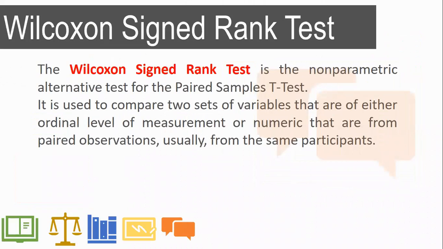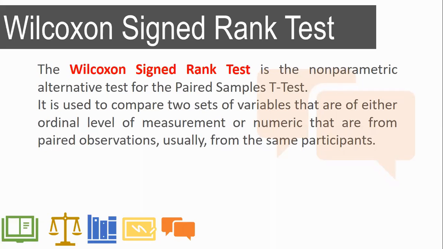The Wilcoxon signed-rank test is the non-parametric alternative test for the paired samples t-test. It is used to compare two sets of variables that are of either ordinal level of measurement or numeric that are from paired observations, usually from the same participants.